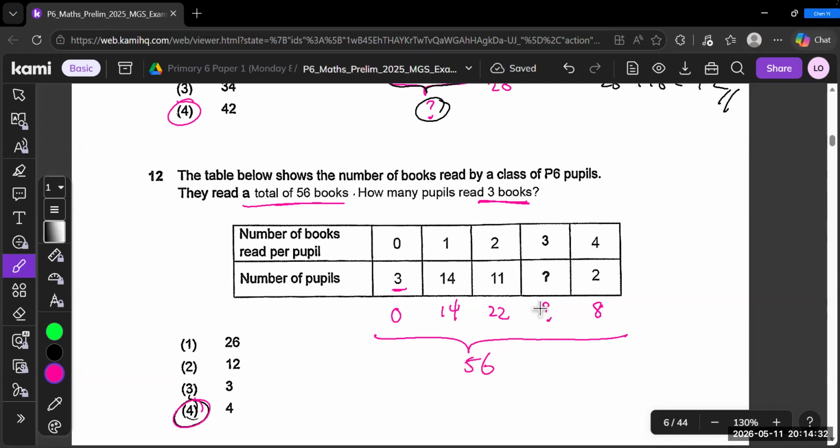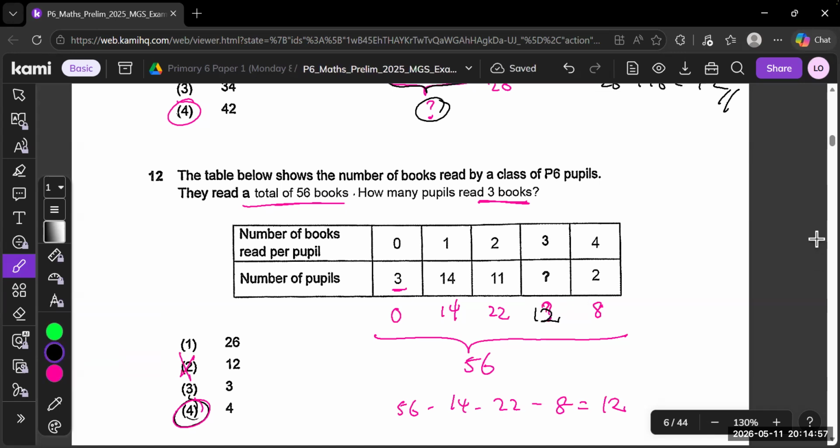Okay, so can you find this question mark here? You take 56 and minus all the numbers on top. Right, so 56 minus 14 minus 22 minus 8. So if you do your working carefully, what do you get? You will get 12. But be very careful. 12 is not the answer. 12 is what? 12 is the books.